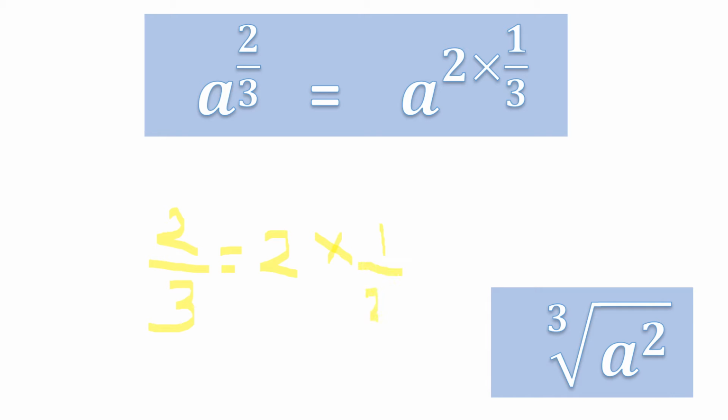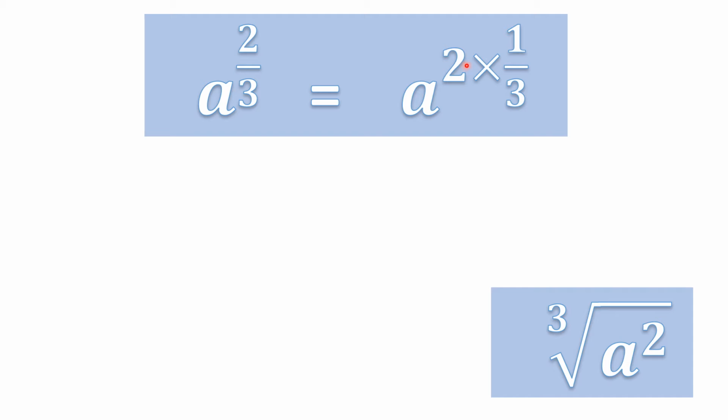Why? Because 2 into 1 is what? 2. And 3 into 1 is what? 3. There's one invisible 1 here, right? So 3 into 1 is 3. 2 into 1 is 2, right? So therefore I can write 2 by 3 as 2 into 1 by 3. So that is what I did here. First a raised to 2 by 3, I split it and I wrote a raised to 2 into 1 by 3, right?